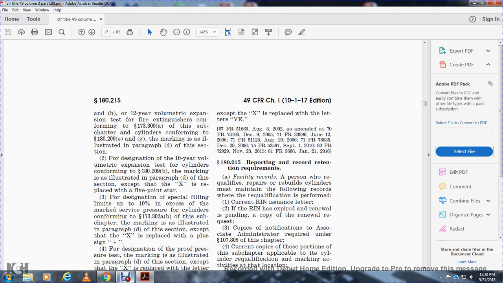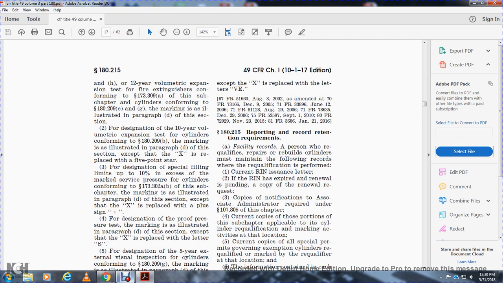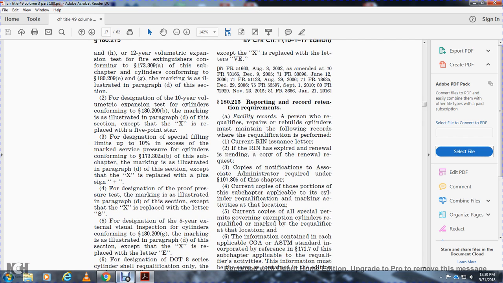Facility records. A person with a qualified repair with rebuild cylinders must maintain the following records with the qualification performed with the RIN issuance letter with the current RIN expired with the renewal, the pending of the copy with the renewal request, copy of the notification associated administrative required on the statute 170-805 with the current copy with the portion of the subchapter applicable to the cylinder requalification marking with the activities of that location.